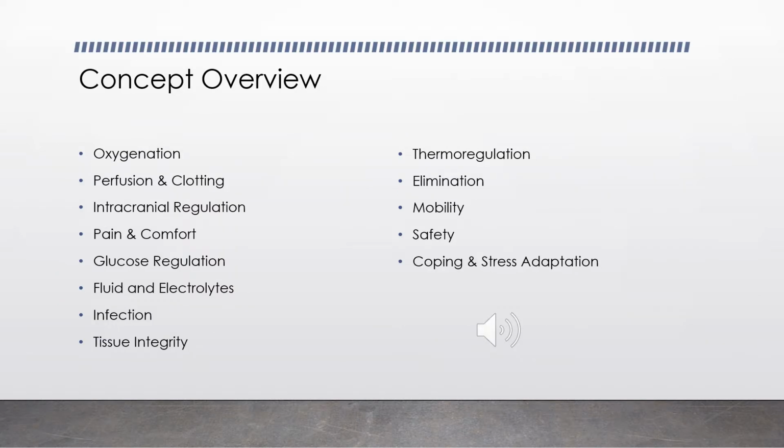So hopefully by now, this being your last content for Wellness 1, you are thinking more in that conceptual mind frame. I want you throughout this lecture, I tried to point out the different concepts we're discussing, but I want you to think about how perioperative nursing really encompasses almost every single concept you've learned thus far in Wellness 1. So we'll be talking a good bit about oxygenation, perfusion and clotting, intracranial regulation, pain and comfort, glucose regulation, fluid and electrolytes, infection, tissue integrity, thermoregulation, elimination, mobility, safety, and that coping and stress adaptation that we talked about that very first week that you started nursing school.